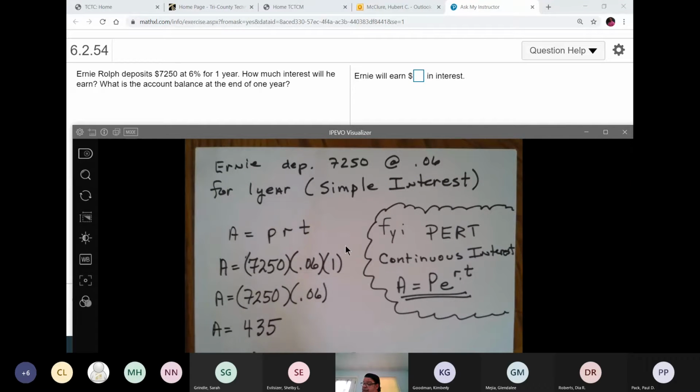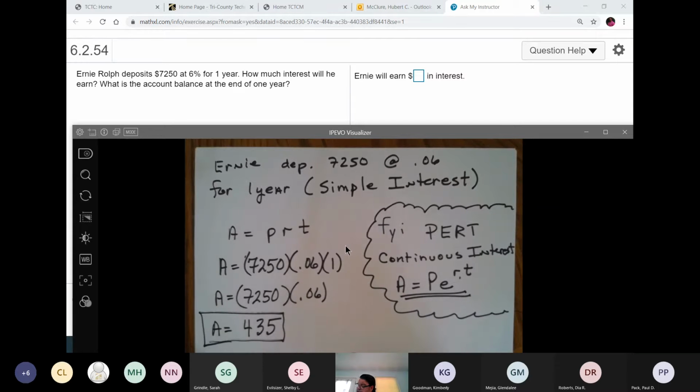Now, 435 is the interest that you're going to make off of this. So how much do you have at the very end? Well, you have 7250 plus 435, which is basically 7685. Somebody help me out.